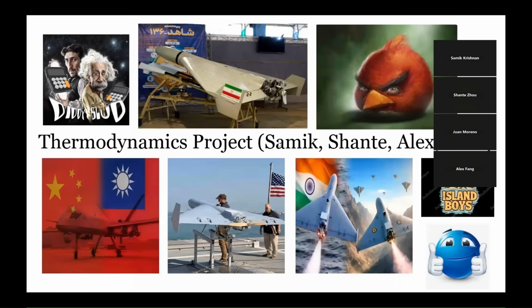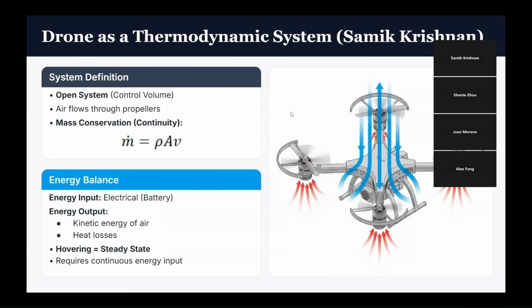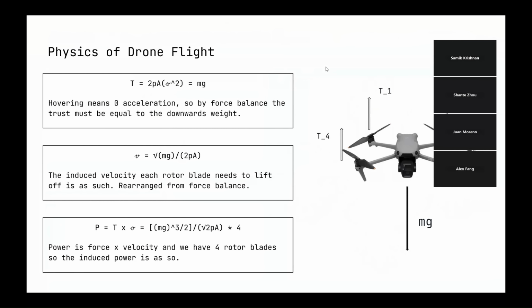Going down. Thermodynamics project. So we have open system, mass conservation, m = ρAV, and then we have energy input, energy output, heat loss, kinetic energy, and hovering equals steady state, and then requires continuous energy. So for the drone to actually hover, we need a force balance between the thrust and the downwards force.